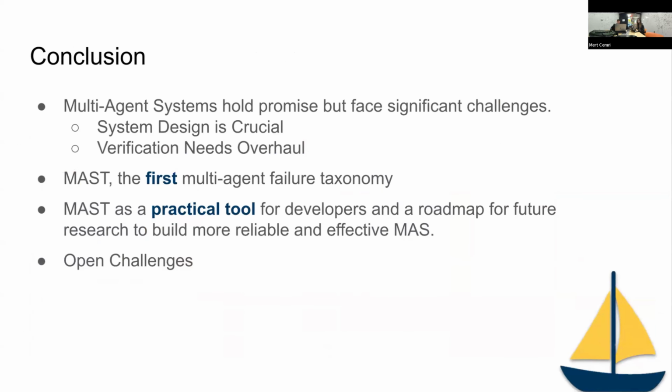So in conclusion, even though the title might seem a little pessimistic, we are definitely hopeful about multi-agent systems in the future. However, in order to make them better, we note that system design is very crucial, and verification has paramount importance. And MAST, the taxonomy we presented in the paper, is the first multi-agent taxonomy out there. We offer it as a practical tool for developers, and we also have a guideline for how to build more reliable and effective multi-agent systems.